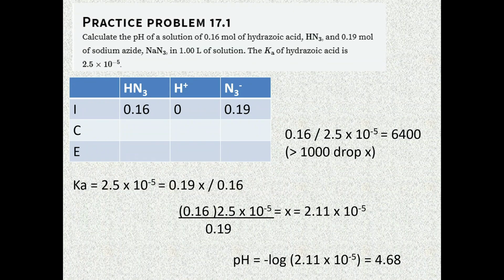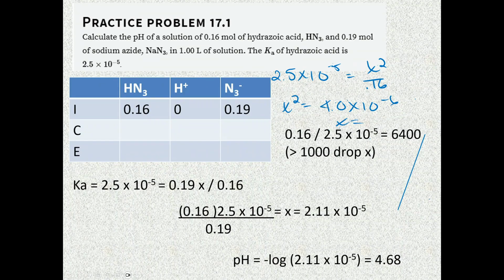So my pH is 4.68. Well, what would my pH look like if there was no sodium azide in there? Well, 2.5 times 10 to the minus 5 would simply equal x squared over 0.16. X squared would equal 4.0 times 10 to the minus 6. X would be equal to, I think I can do this in my head, but I'm going to, yeah.